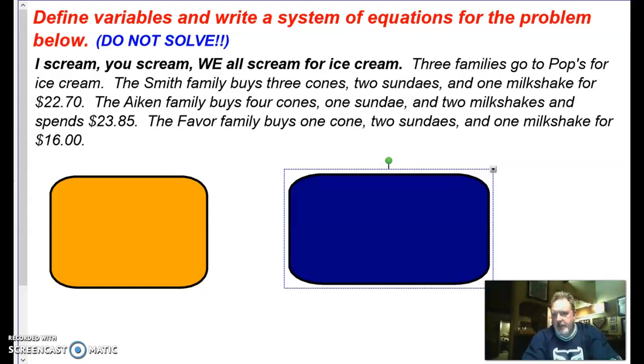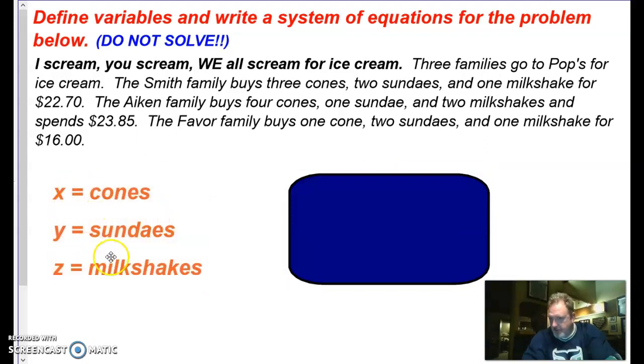So in this case, we've got an ice cream problem. We've got a couple of different families going to Pops, and we're buying ice cream cones, sundaes, and milkshakes. So we'll start with our variables. That's the three things that we're buying. So there's our x, y, and z.